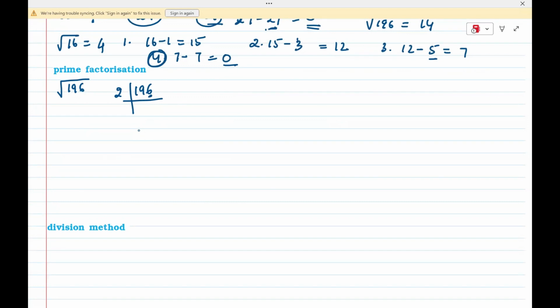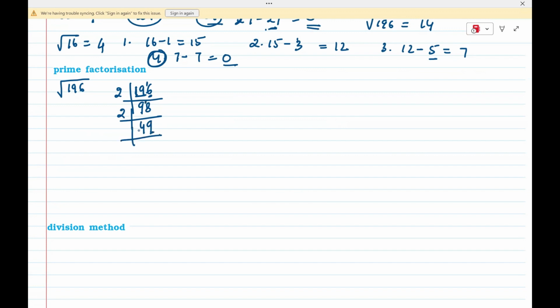So one number I cannot divide, take 2 together. So 2 9s are 18, but this is 19. So carry on 1. This has become 16. So 2 8s are 16. Same way, divide it by 2 again. 2 4s are 8, carry on 1, 2 9s are 18.